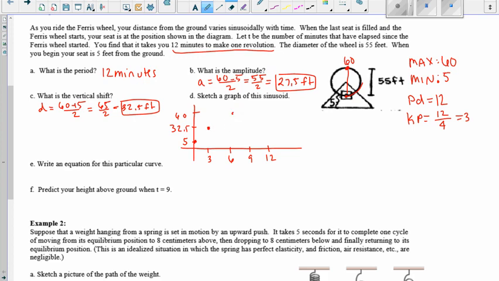At 6 minutes, I've reached the top of the Ferris wheel. At 9, I'm back at my midline. And then at 12, I'm at 5 feet. So that would make it all the way around my Ferris wheel. My graph looks something like this. And of course, I like to always draw the midline there.